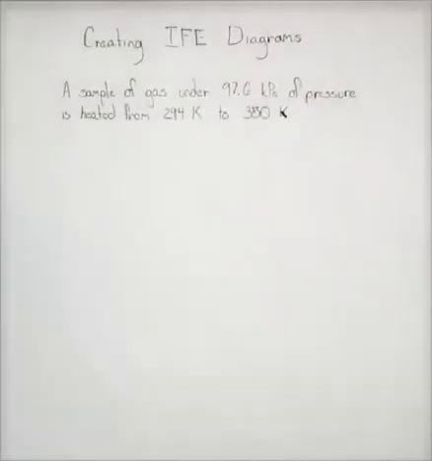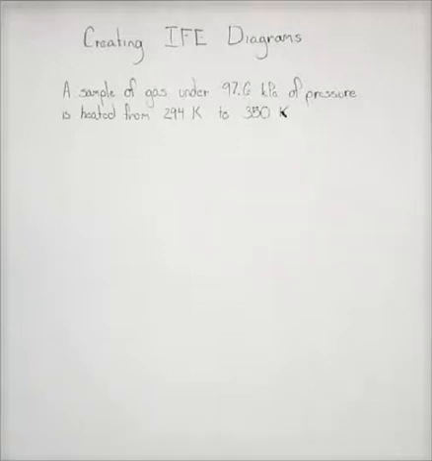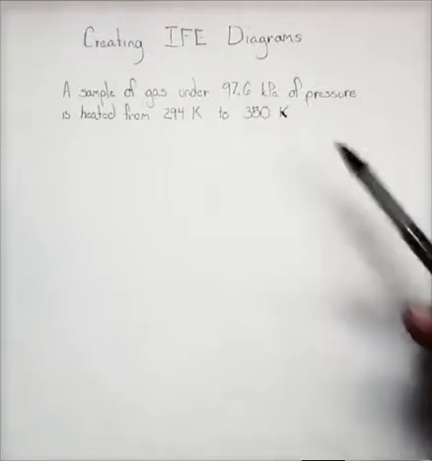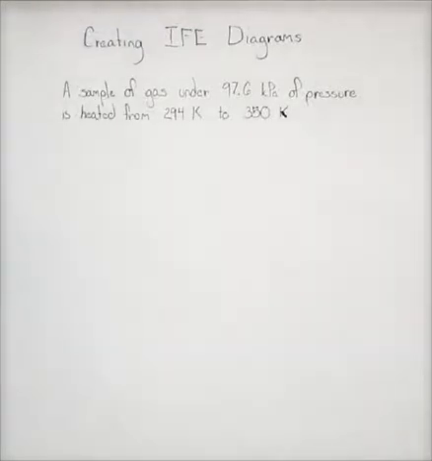Hey guys, today we're going to be looking at creating what's called an IFE diagram. You'll see where the name comes from in just a minute. But this is a diagram that we use to analyze situations where we have gas pressure and some of the factors that influence gas pressure are changing. As an example, here we have a sample of gas under 9.76 kilopascals of pressure, and it's heated, so the temperature is changing from 294 Kelvin to 350 Kelvin.